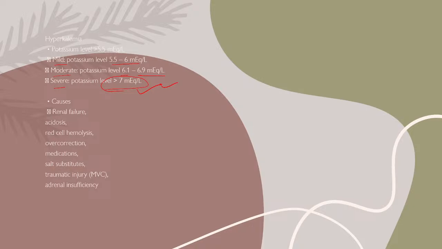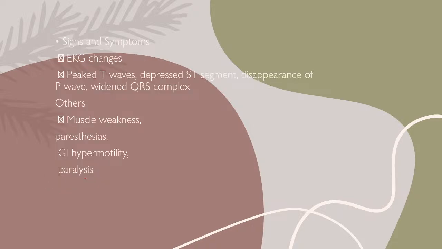The causes of hyperkalemia are renal failure, acidosis or red cell hemolysis, which result in accumulation of potassium. Then overcorrection, or medication. There are many potassium-sparing diuretics which cause hyperkalemia. Then salt substitutes, traumatic injury, and adrenal insufficiency. So these are all the causes of hyperkalemia.